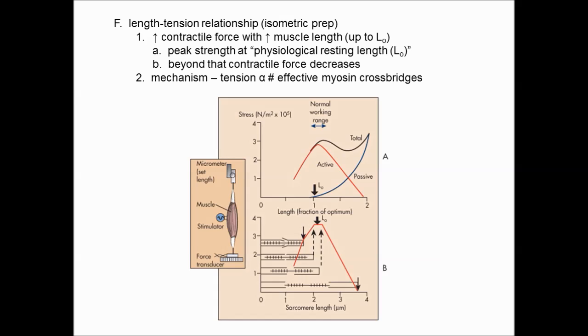So the question that's left is why, when you decrease length below L naught, do you lose force? And most people believe it's because the actin filaments actually overlap and you start losing force because of loss of active or effective cross bridges. So below L naught, you have overlap of actin and less force. Above it, you just have fewer cross bridges capable of forming. So it's pretty well shown that this is the mechanism of the length-tension relationship.